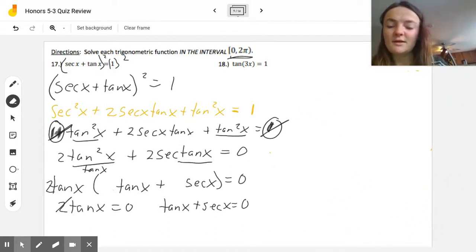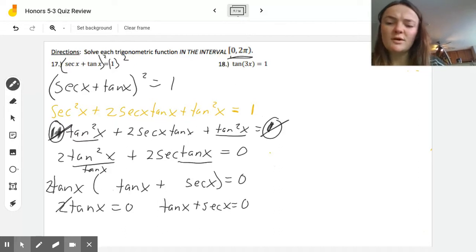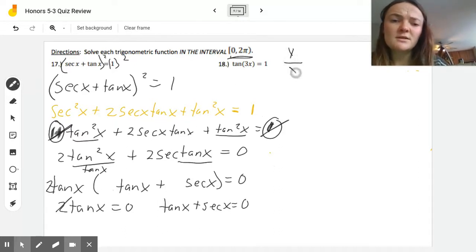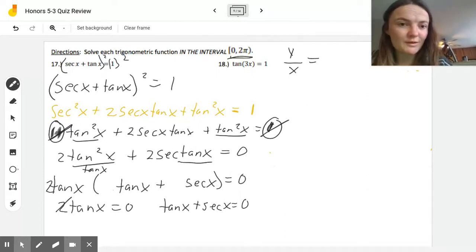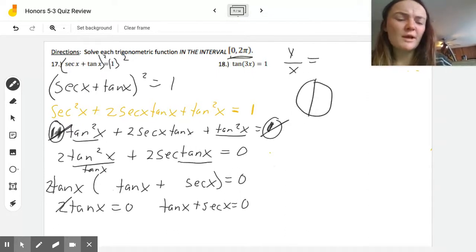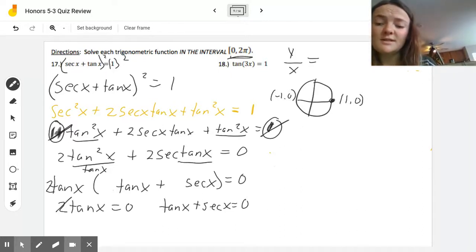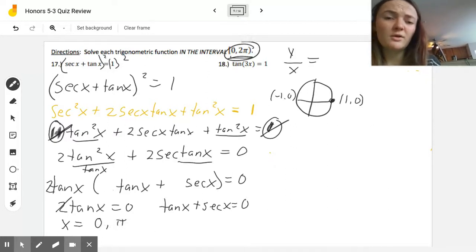All right, so when does tangent of x equal 0? Well, I remember that tangent is y over x. So I'm really just looking at when y equals 0, because if x equals 0, we are in trouble. That is not something we want. So when does y equal 0? Well, that happens here at (1, 0), and it happens here at (-1, 0), which is 0 and pi. So we can say at this point x is equal to 0, and it's equal to pi. And remember that we're doing it on the closed interval, so we're just going to do those answers. We don't have to do anything else generic.